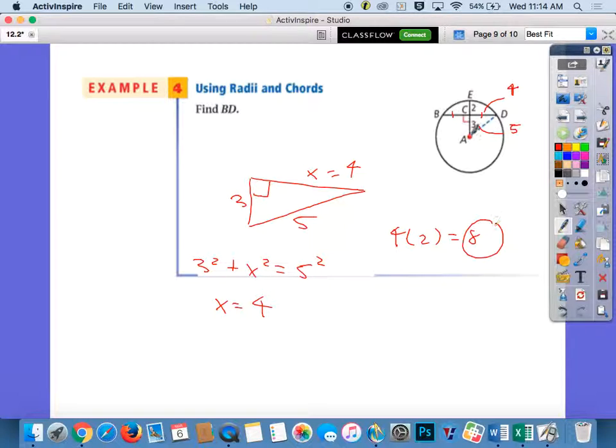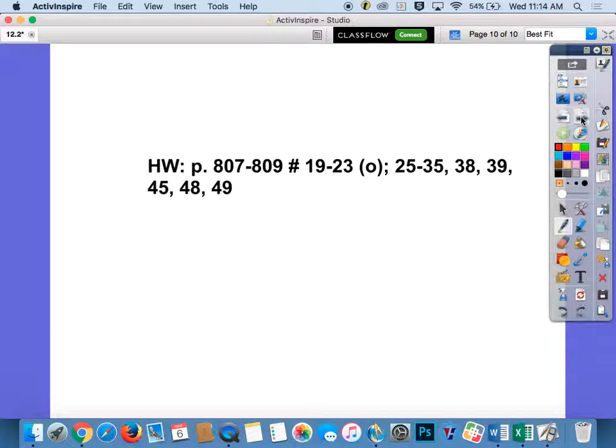So to recap, I know that these bisect based on my theorem, so I went ahead and made those marks. I used my Pythagorean theorem. I used my radius, which is the same here, to find that x, plugged it in, and doubled it. So this is what we'll be working on tomorrow, you guys, and we'll do a quick recap.